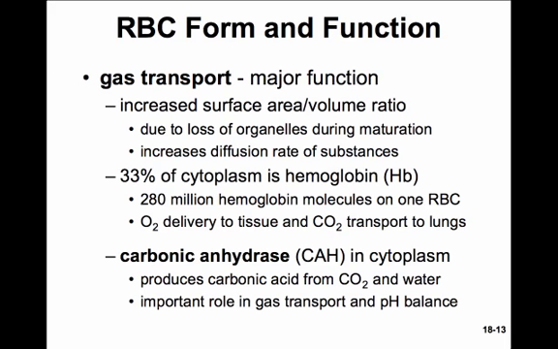Hemoglobin is involved in both oxygen delivery to the tissues and carbon dioxide transport back to the lungs. We'll see how that works out in some upcoming chapters. We'll also find inside the red blood cell an enzyme called carbonic anhydrase. It produces carbonic acid from CO2 and water. As we'll see later, it has an important role in gas transport as well as pH balance.